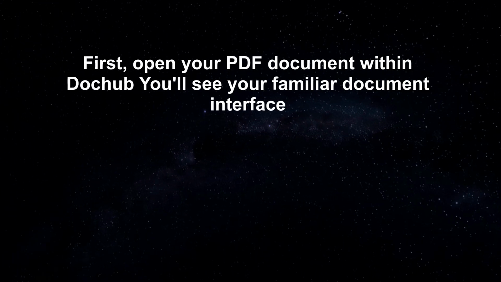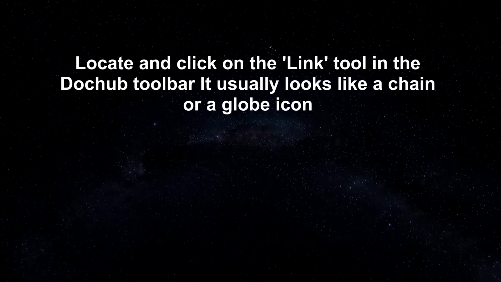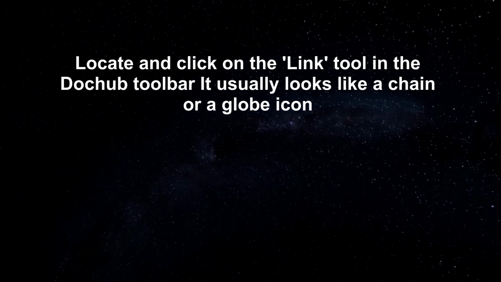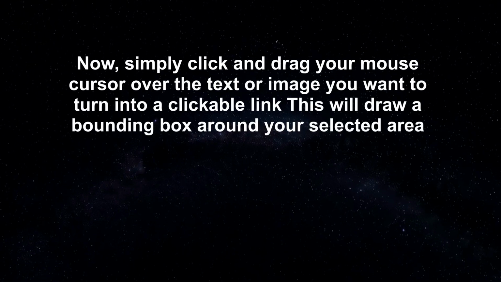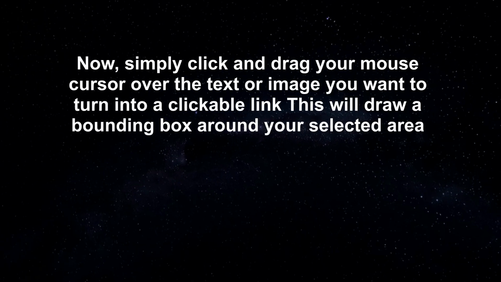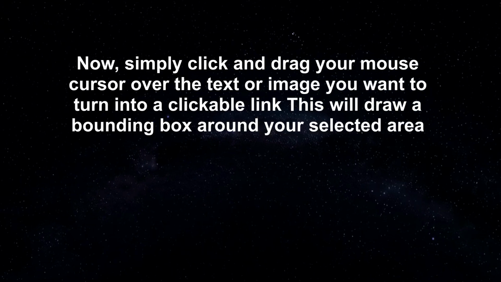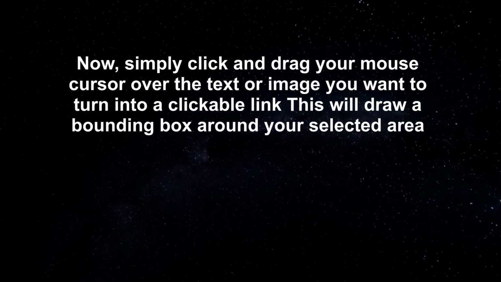You'll see your familiar document interface. Locate and click on the link tool in the Dochub toolbar. It usually looks like a chain or a globe icon. Now, simply click and drag your mouse cursor over the text or image you want to turn into a clickable link. This will draw a bounding box around your selected area.